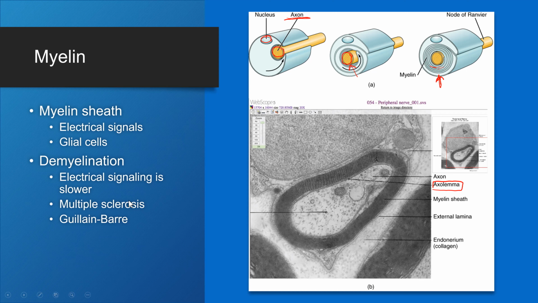And demyelination means damage of the myelin sheath, and this will slow electrical signals. We have several diseases that are caused by demyelination. You probably heard about multiple sclerosis. This is demyelination in the central nervous system, and Guillain-Barré syndrome. This is demyelination in the peripheral nervous system. So the CNS and PNS here.